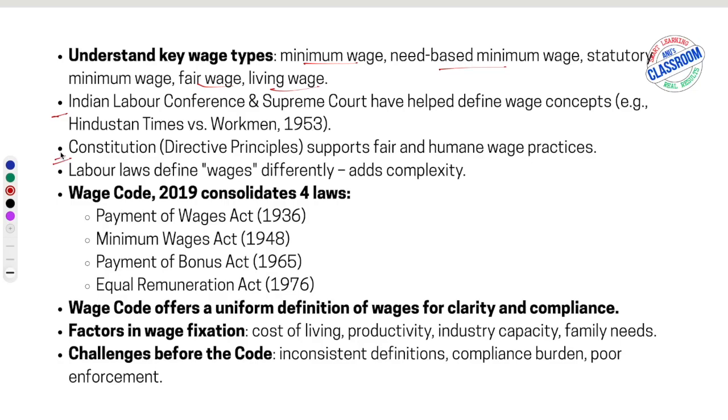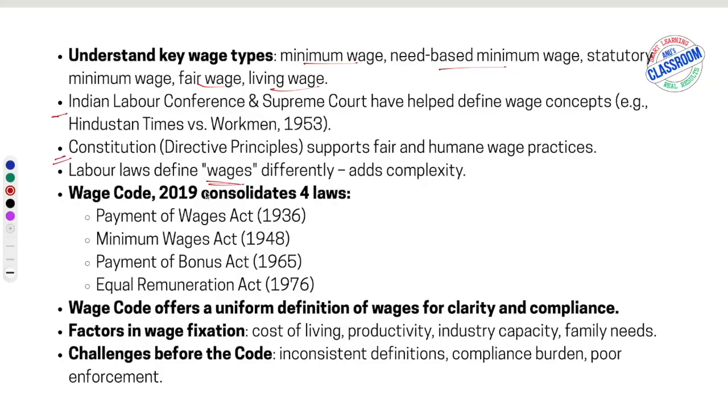Now, here's a fun fact, okay? Across different labor laws, the term wage is defined differently. Yeah, same word, different meanings. For example, under the Payment of Wages Act, which was introduced in 1936, wages included salary, allowances, bonuses, commissions, and all. But under the Minimum Wages Act, it includes all the cash based benefits except the house rent allowance. Add to that the Payment of Bonus Act and Equal Remuneration Act, and you can imagine how confusing it is going to get. It is like every restaurant giving you a different version of masala dosa.